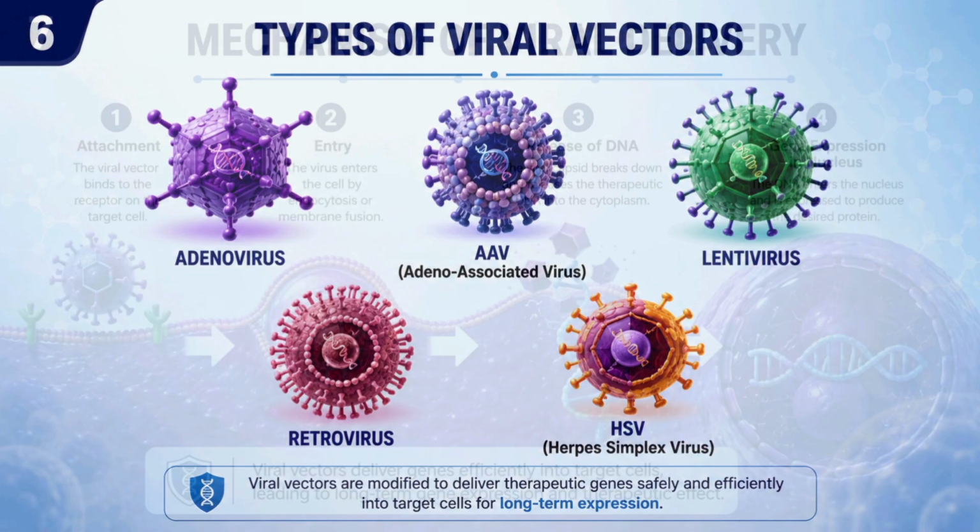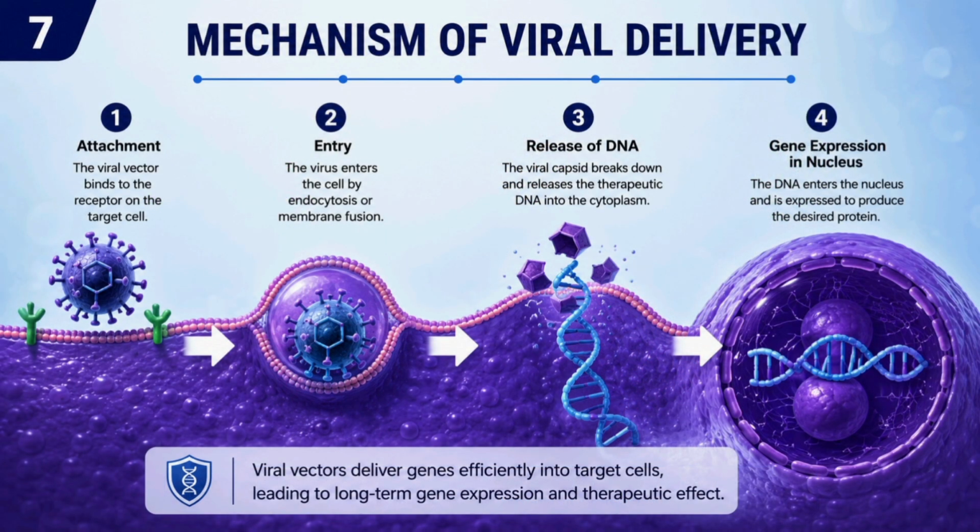Mechanism of viral gene delivery. Now let us understand how viral gene delivery works. Look at the diagram. The first step is attachment. The virus recognizes specific receptors on the surface of the target cell and attaches to it. Think of this as a person finding the correct house before delivering a parcel. And the second one is entry. After attachment, the virus enters the cell through the cell membrane. It is like opening the front door of the house.